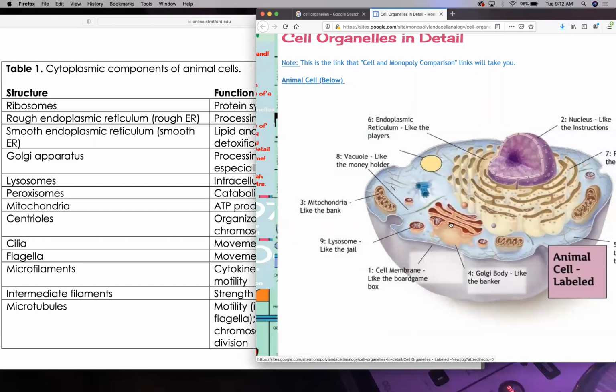Things have to move around in the cell. So in order for things to move around, they have to be packaged. It's like in your house. You can't have things just floating around in your house. Things have to be put in drawers and have to be put in boxes.